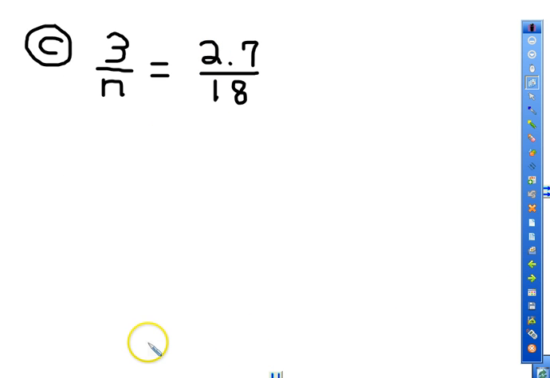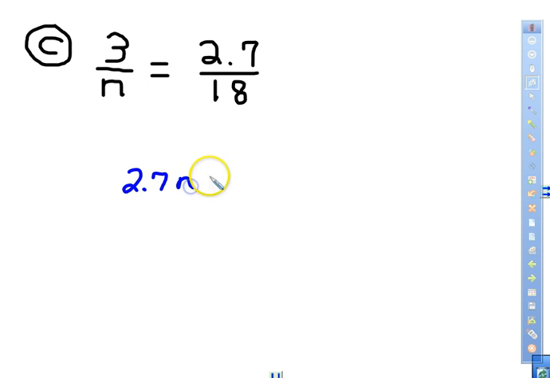Now go ahead and solve this, and this is again why we have to solve this algebraically. Go ahead and hit pause and solve. So I look at my diagonals. 2 7/10 times n equals 18 times 3, which gives me 54.